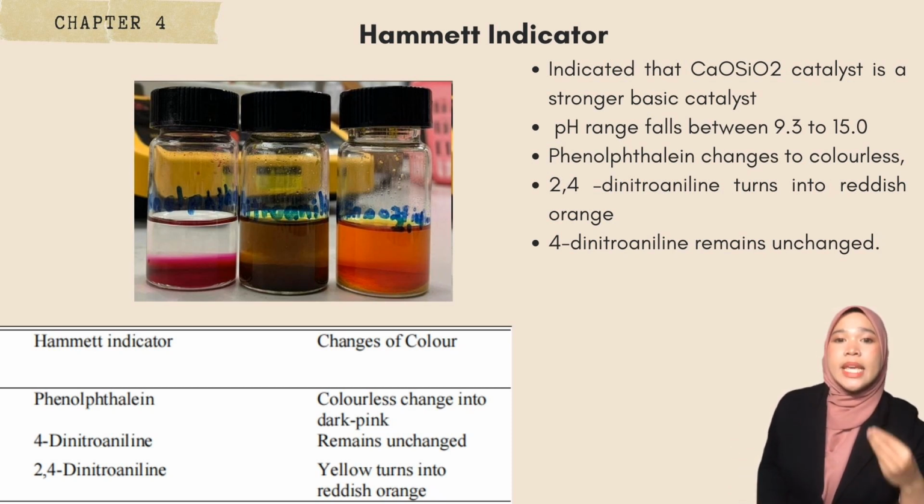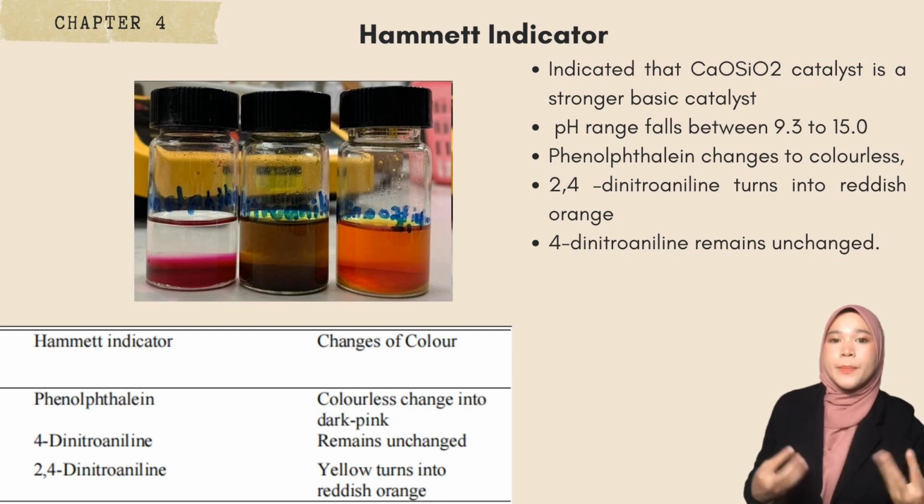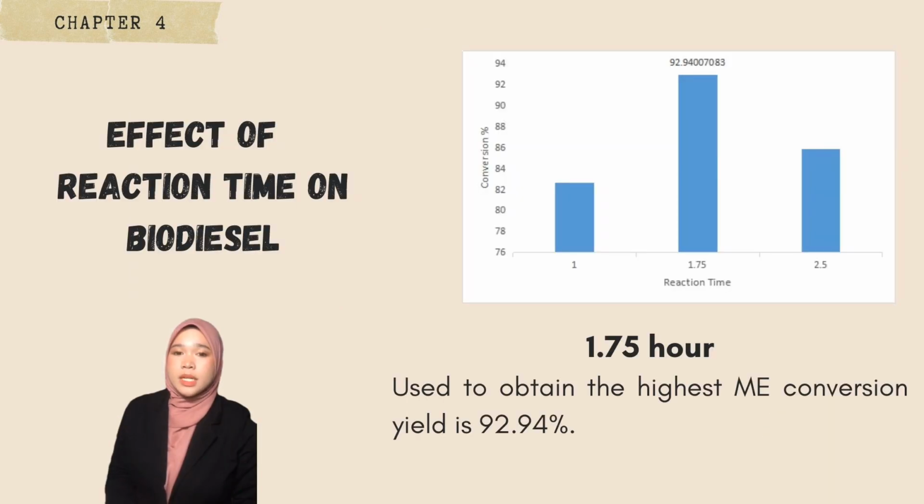Furthermore, the Hammett indicator indicates that CaO-SiO2 is a stronger base catalyst with a pH range falling between 9.3 to 15. So the results show phenolphthalein changes to colorless, 2,4-dinitroaniline turns reddish orange, and 4-nitroaniline remains unchanged. The parameters of this study will be used to determine the effect of the reaction time on biodiesel.